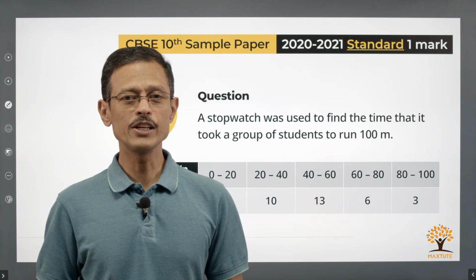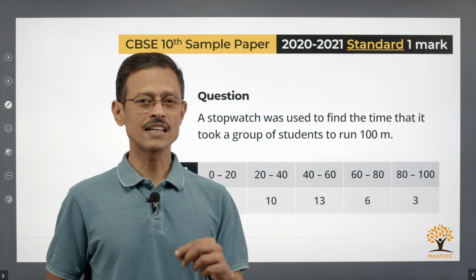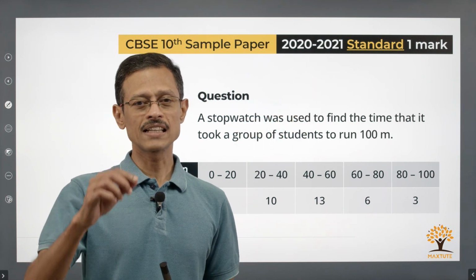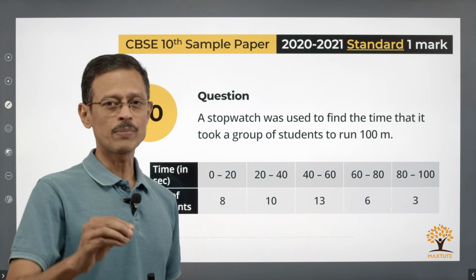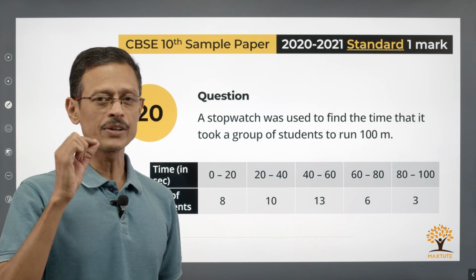CBSE Class 10 Math video solution to the sample question paper given by the CBSE board for the board examination to be conducted in 2021. This is a standard version of the paper. We're looking at the last of the case study questions, question number 20. This question has 5 parts, of which we need to answer any 4. Each part will get you 1 mark.